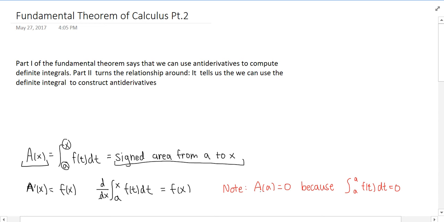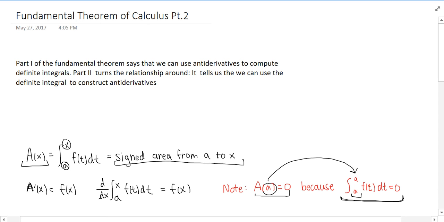And note that A of a is equal to 0, because if you plug a into our upper limit here, it will give us a lower and upper limit of a. And as we know from one of the properties of definite integrals, if we have the same lower and upper limit, it will always result in an answer of 0.